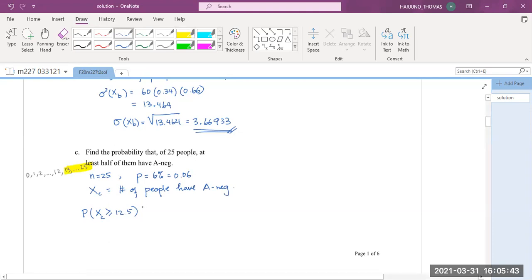Now then we will use the complement, 1 minus the probability that the number of people with A negative is at most 12. The reason I get at most 12 there is because when I see all the possible outcomes, the complement of at least 12.5, which means it starts from 13, is less than or equal to 12.